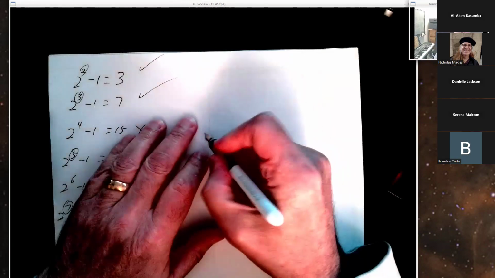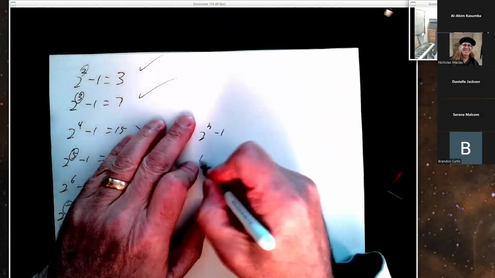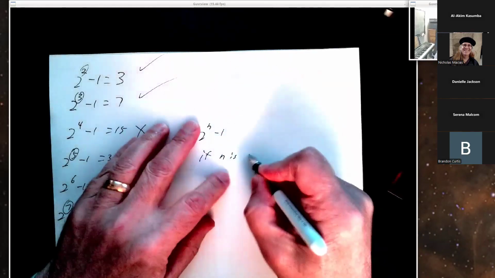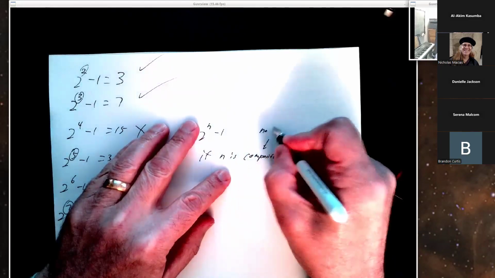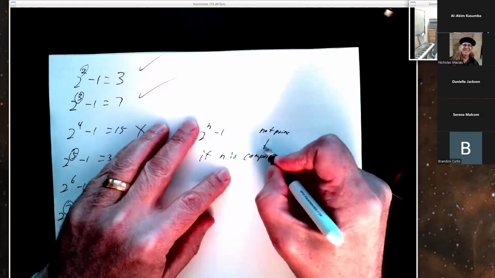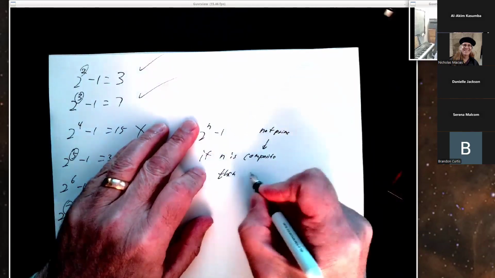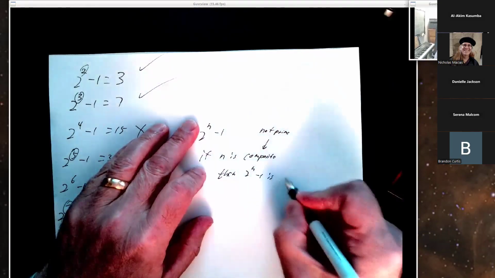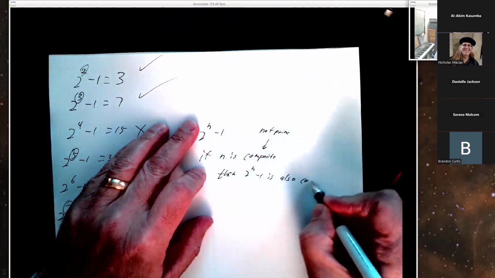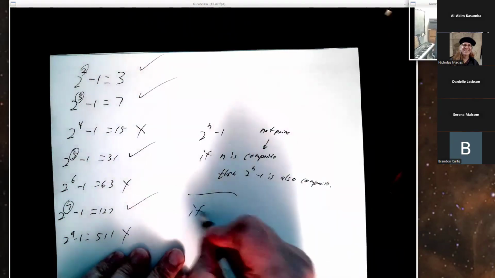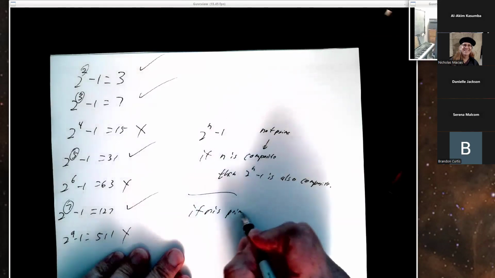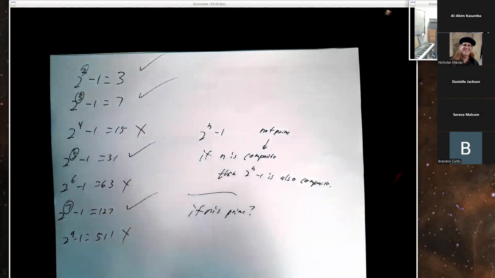What we do know, if we look at 2 to the n minus 1, if n is composite, which just means not prime, then we know 2 to the n minus 1 is also not prime. If n is prime, we don't know if 2 to the n minus 1 is prime or not. Sometimes it is, a lot of times it is, but not always.